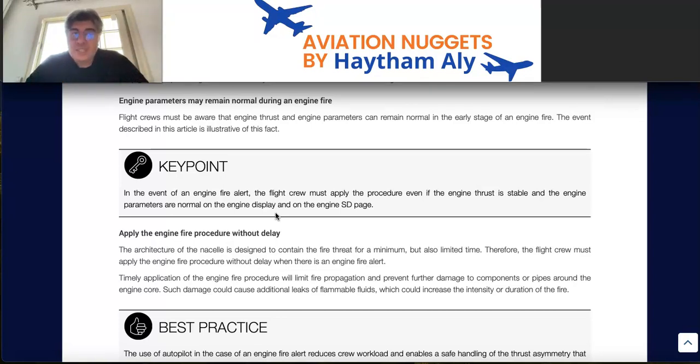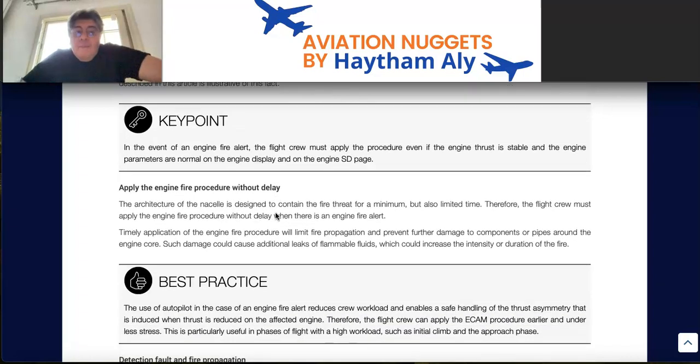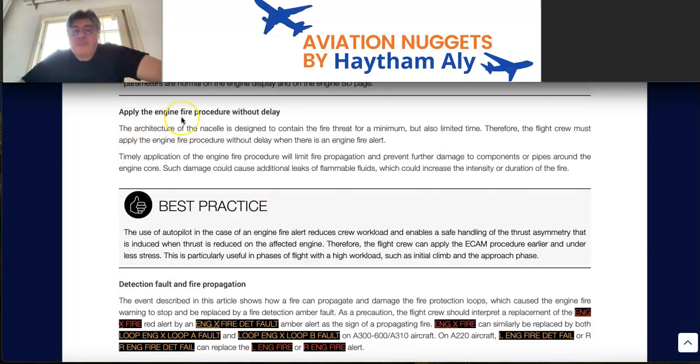So don't make this mistake and delay your procedure because the thrust is good or because the engine parameters are good. Okay, everybody? Don't delay the procedure. As you can see here, apply the engine fire procedure without delay.